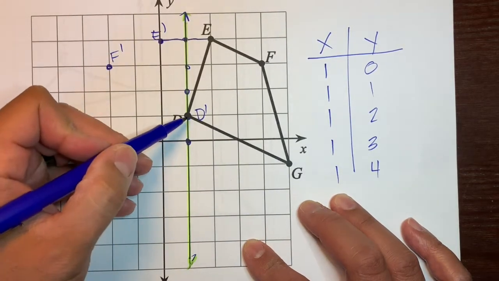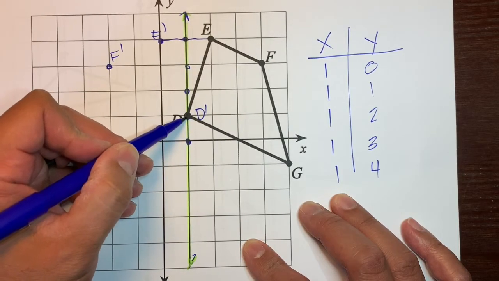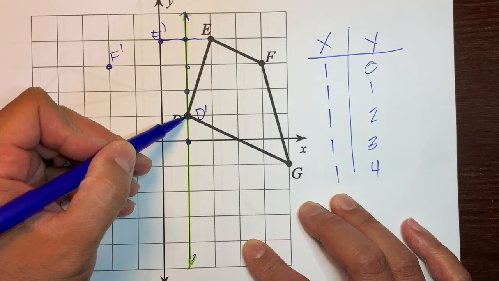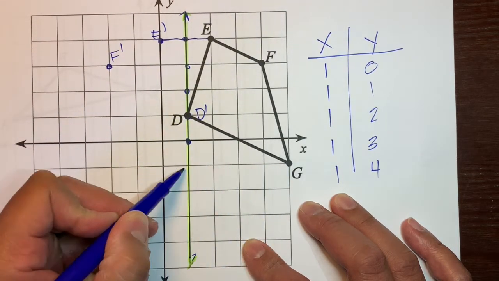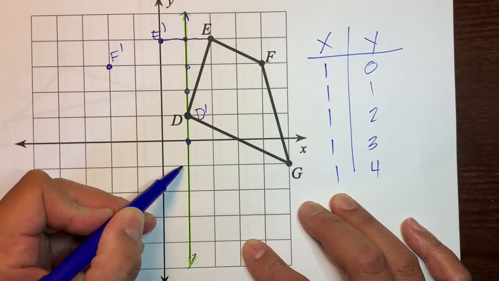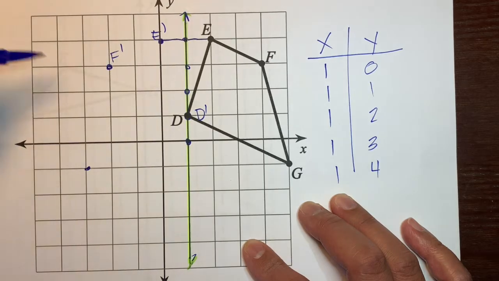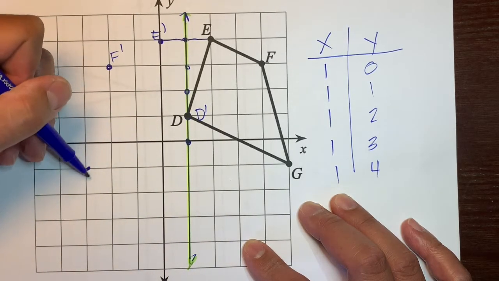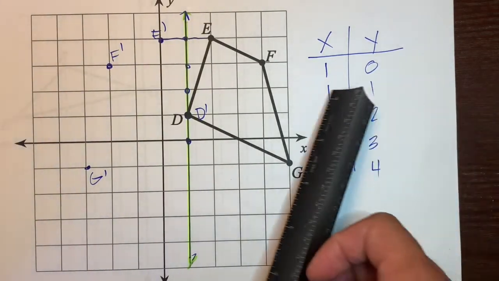prime. We already talked about D. It's already on the line of symmetry, so it doesn't go anywhere. D prime is the same point as D. G is 1, 2, 3, 4 units away from the line of symmetry. So we're going to go 4 units in the opposite direction. 1, 2, 3, and 4. Okay, and this is G prime. And let's connect those dots.